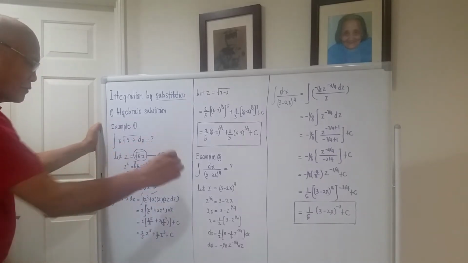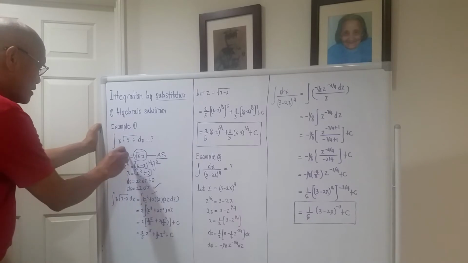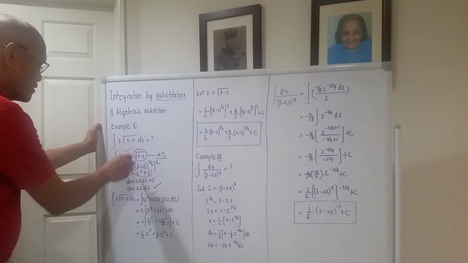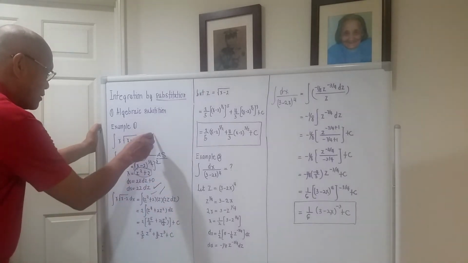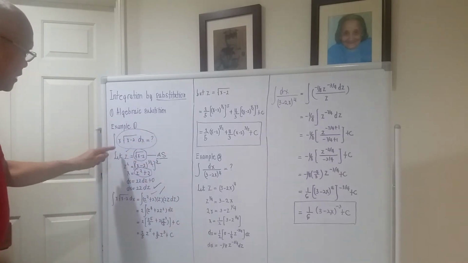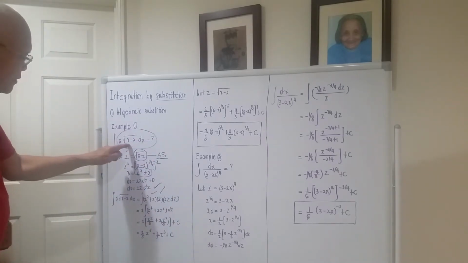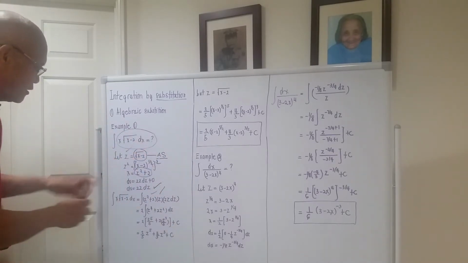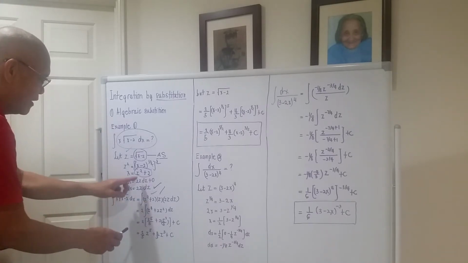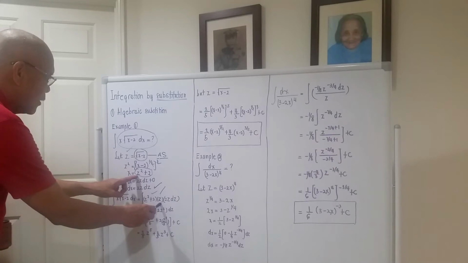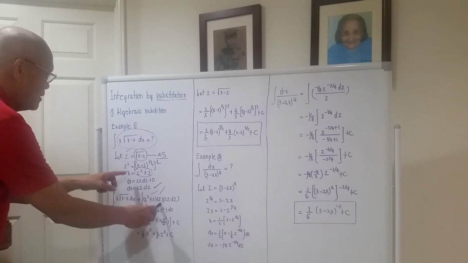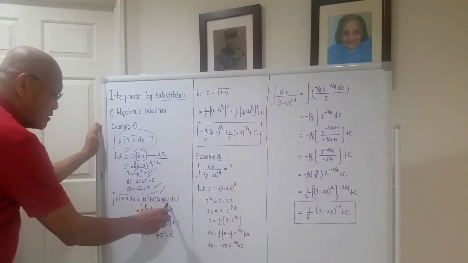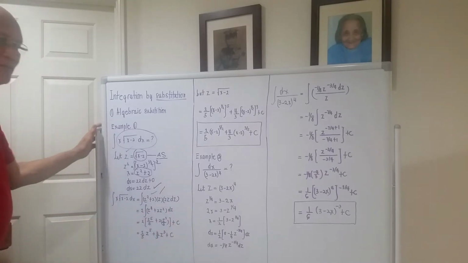We are substituting the value of x. What is the square root of x minus 2? It is z. We are replacing the value of x and the value of dx as functions of the new variable. So x is z squared plus 2, times z, times the value of dx. What is the value of dx? It is 2z dz.